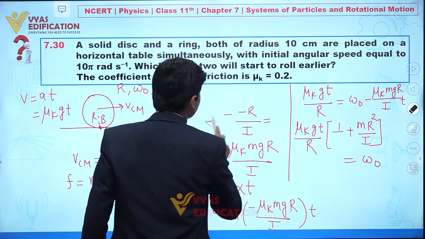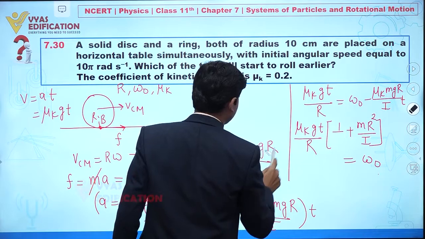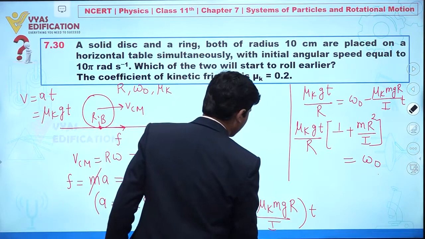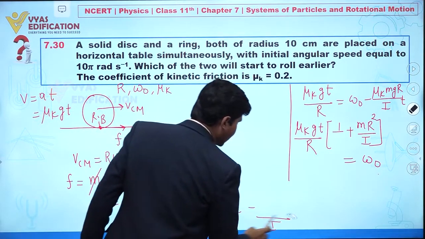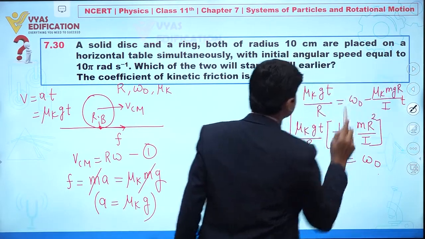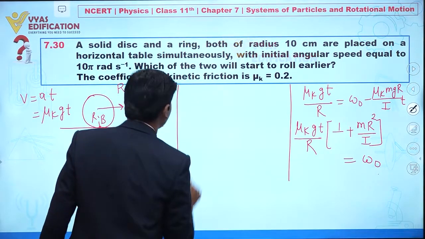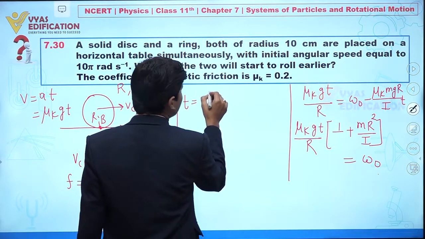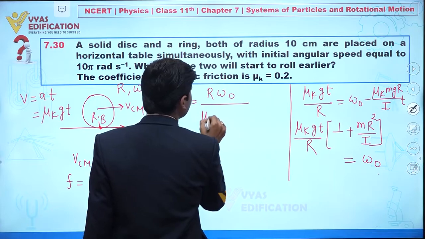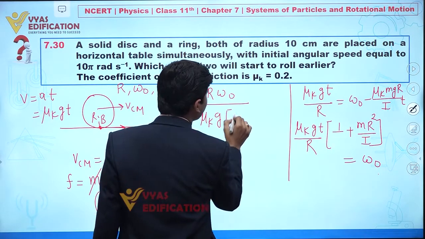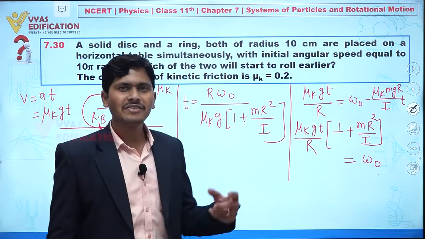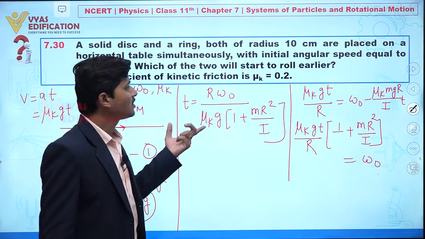Listen carefully. So from here we can write the value of t, and how can we write it, that is very important. Value of t I can write like this: t should be equal to r omega naught divided by mu k g, and 1 plus m r square divided by I. So my dear student, I derived a general expression related to time t, clear.